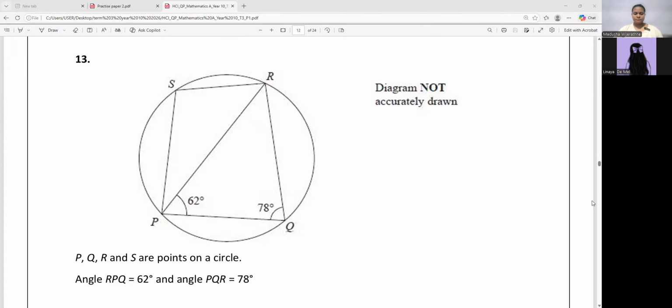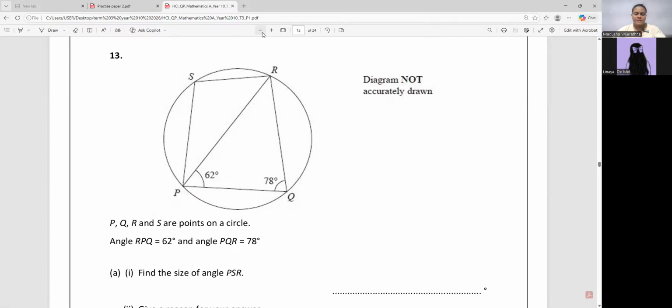Last week we discussed circle theorems, so this is from circle theorems. Points P, Q, R and S are on the circle and two angles are given. They need us to find the angle PSR. Find it quickly.